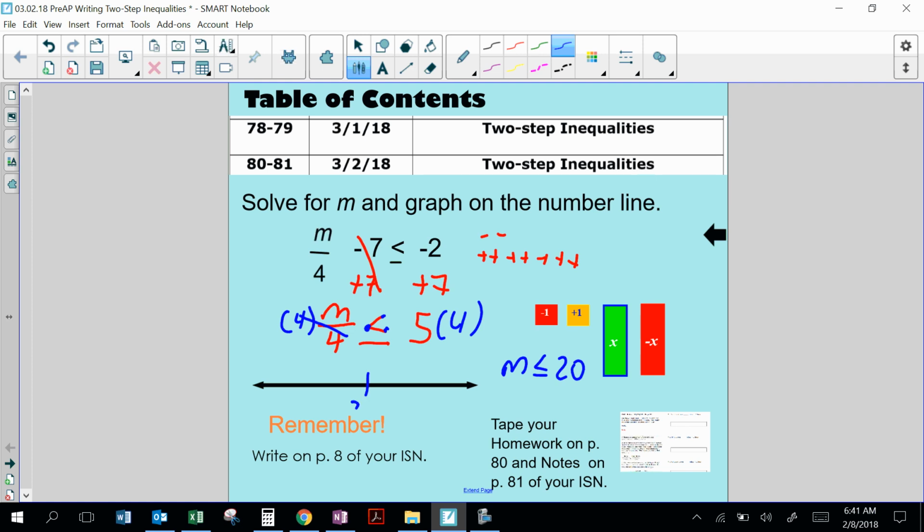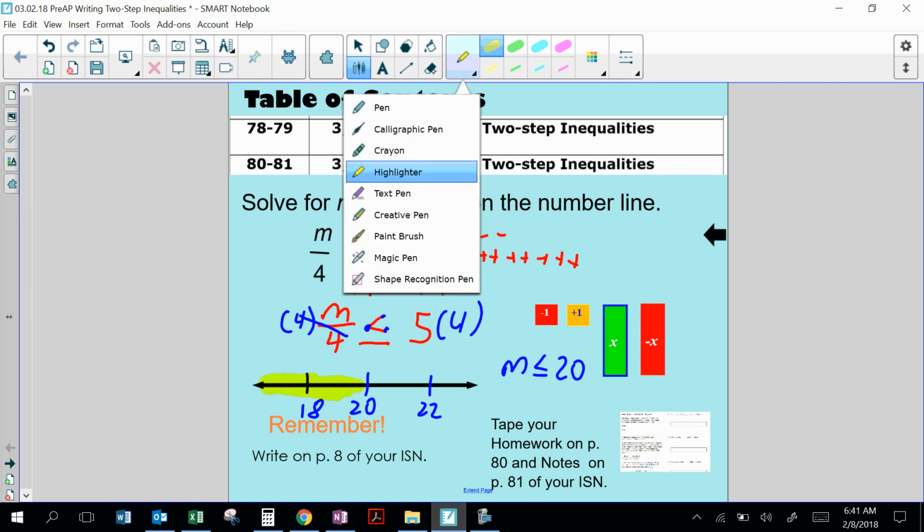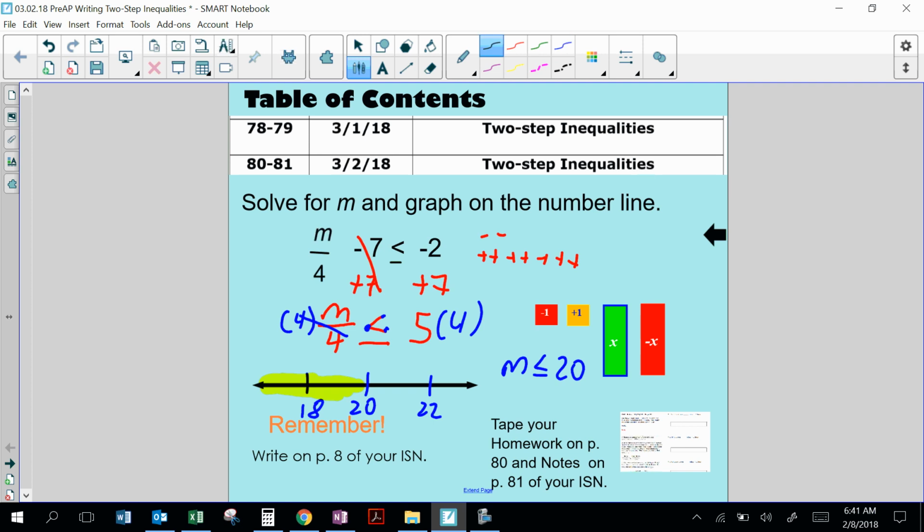So let's plot it on the number line. 20, 22, 2 units less will be 18. Let me get my highlighter. It has to be less than 20, so these numbers are less than 20. But it also has to be equal to 20, so that means it includes 20. It is a closed dot.